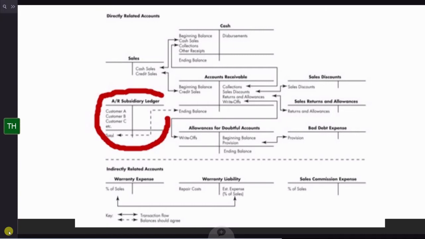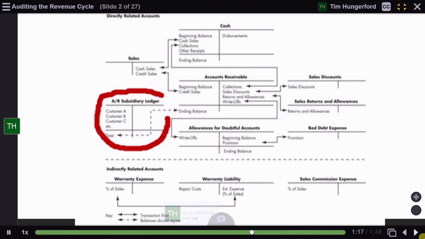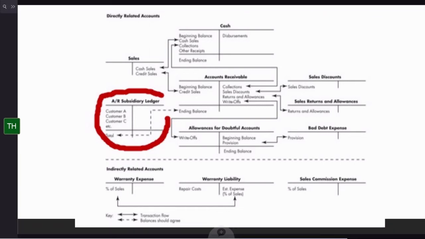I've also highlighted here in red the accounts receivable subsidiary ledger. It's important to know that that's not an account, that's just the detail behind the accounts receivable. So that ledger just shows all the different customers and all the balances that they have out there for the different transactions. When you roll that number up, it becomes your accounts receivable number.